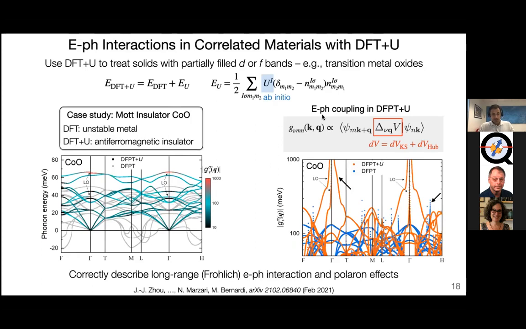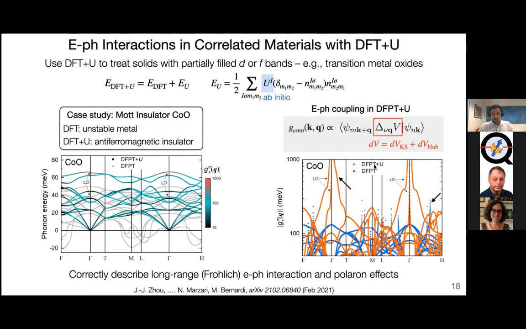Now, using this knowledge, we have computed the electron-phonon coupling, both in DFT, shown here in blue, and in DFT plus U, shown in orange. Because density functional theory describes the system as a metal, in DFT one completely misses the long-range Fröhlich coupling due to the polar phonons, which would have a 1/q divergence. The other error in density functional theory is that it gives artificial and spurious divergences in the electron-phonon coupling, which are due to these spurious soft modes in the theory.